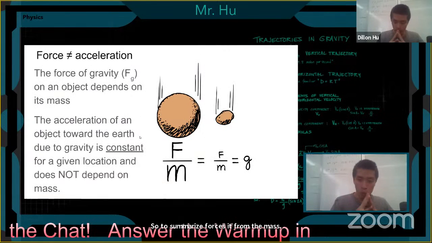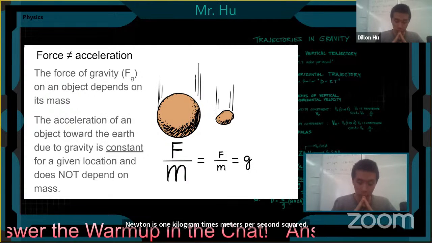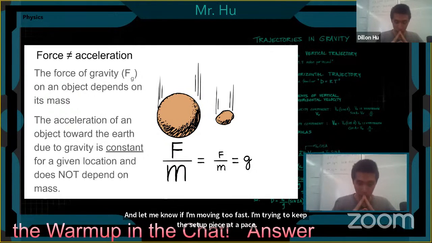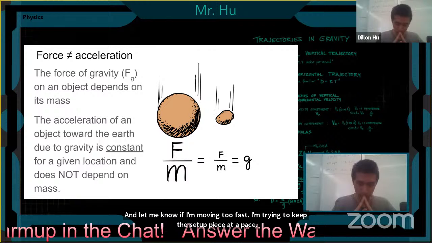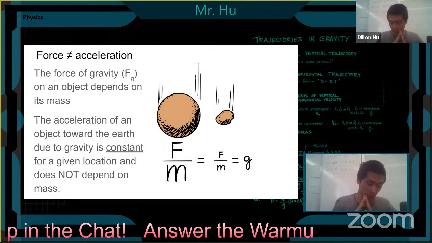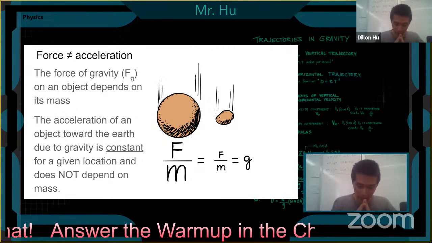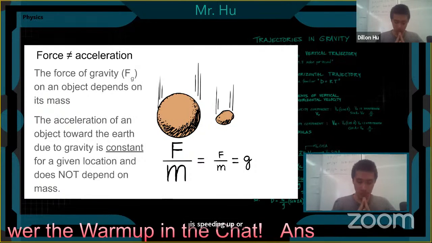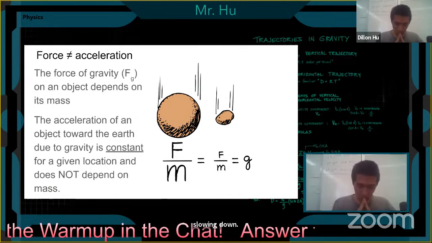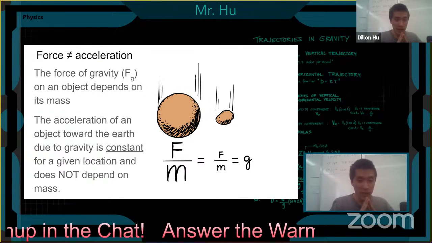Okay, so what I really want to differentiate is the difference between force and acceleration. The force on an object is how much an object is being pushed or pulled. It is not how much an object is speeding up or slowing down. What is commonly misconceived, for example, is that gravity is a force, not an acceleration. There is an acceleration due to gravity, but that is not what gravity is. Gravity is itself a force. How strong a force on an object is related to the mass of the object. The greater the mass, the stronger the force.